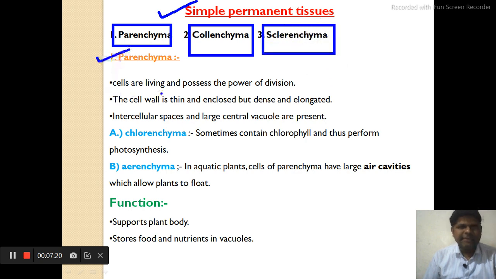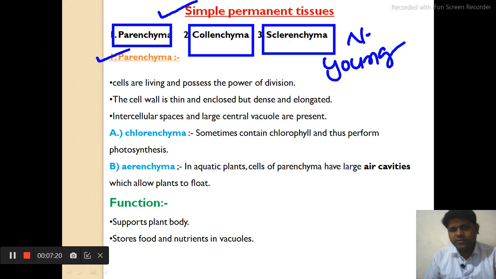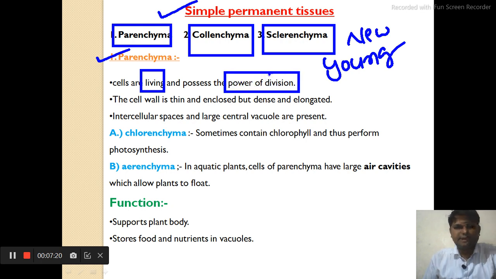Let us first understand parenchyma. So what are parenchyma cells? Parenchyma cells are very young and new cells. Okay, they are living cells, and they also have the power of division. Just-developed meristematic cells are known as permanent cells, because they are like meristematic cells only. They are thin, dense, and elongated.